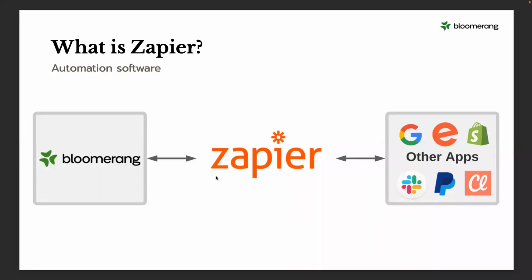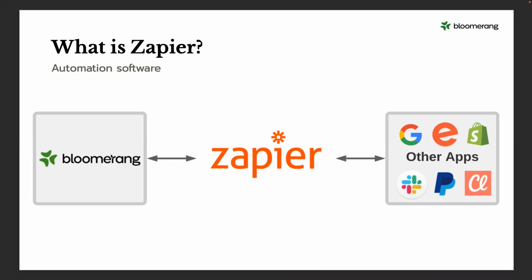Zapier is a piece of automation software. It sits between your Bloomerang database and any other apps you use, helping them talk to each other. And this can even come in the form of Bloomerang to Bloomerang automations to support operational tasks with your Bloomerang database.